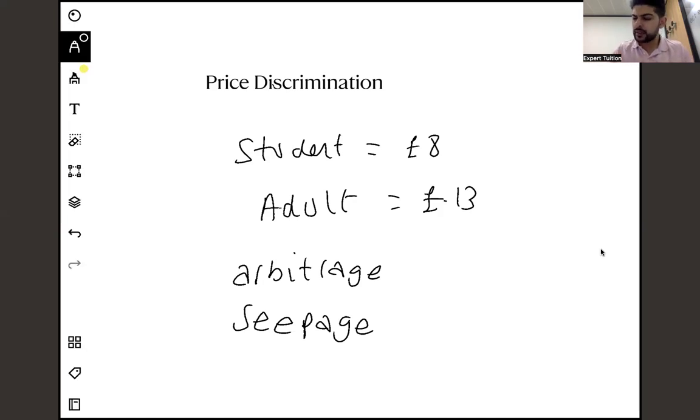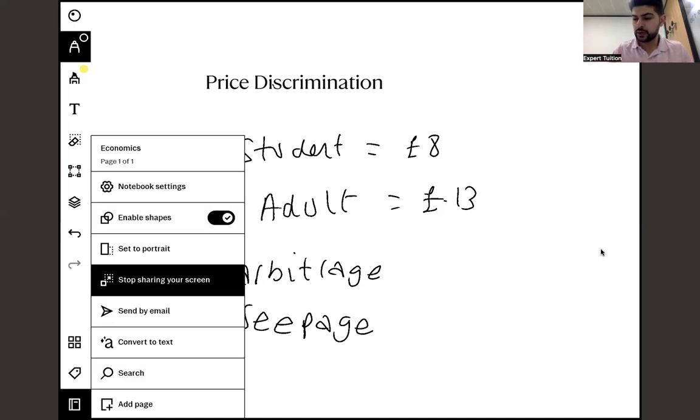Now, at Edexcel, you only require to know what is called third degree price discrimination. I'll quickly whiz through first and second degree for you to have an understanding, especially those of you that are on other exam boards. First degree price discrimination is basically where, and it's all theoretical, you're going to be charging every single customer the maximum price the consumer is willing and able to pay for the good.